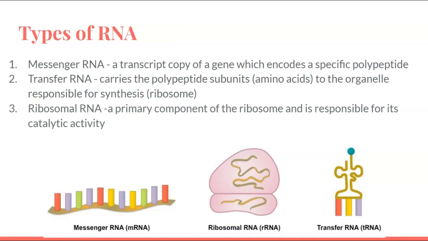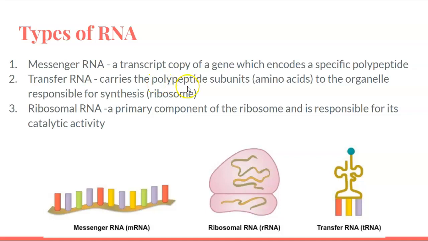So moving out of the basics and into specific types of RNA, there are 3 types that you will be responsible for knowing. There's messenger, abbreviated mRNA, transfer, abbreviated tRNA, and ribosomal, abbreviated rRNA. Messenger is a copy of a gene which encodes a specific polypeptide. So this mRNA copies a gene of DNA, and it will be used as the template for creating a protein.